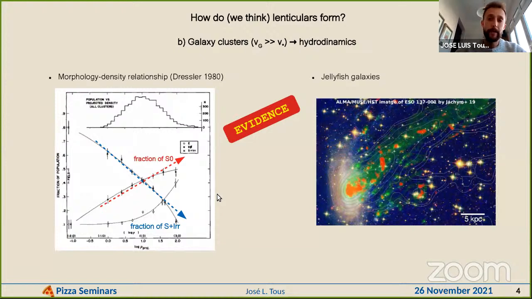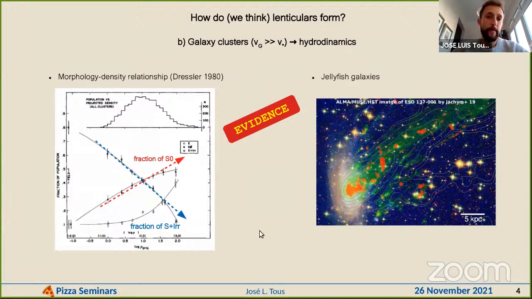And supporting the other high density scenario, we have these beautiful images of jellyfish galaxies, which are observed inside the clusters that show this kind of filaments with star formation activity. And this shows how this pressure exerted by the hot and dense intracluster medium is able to remove all the gas from a galaxy that is falling.